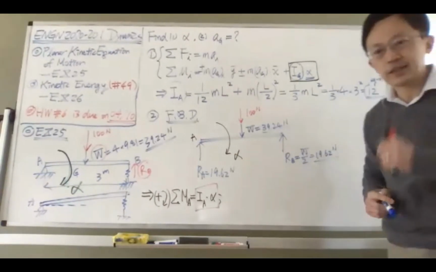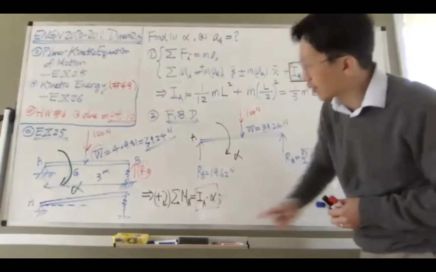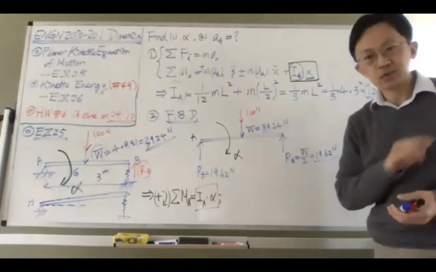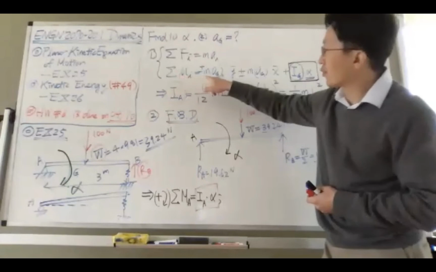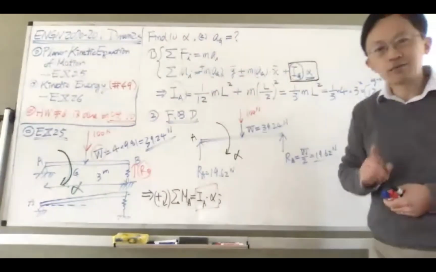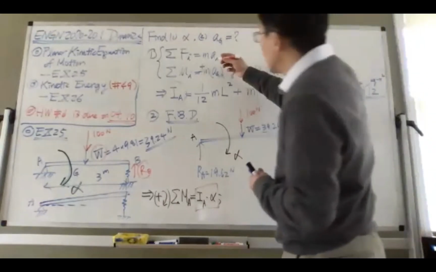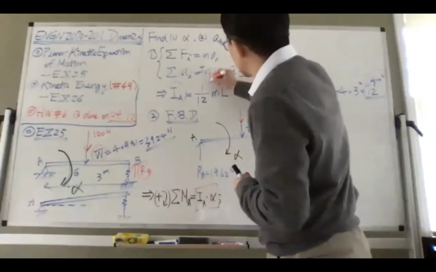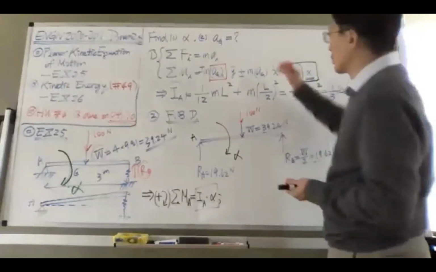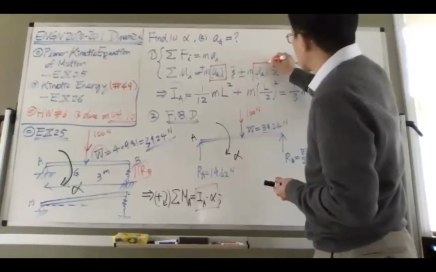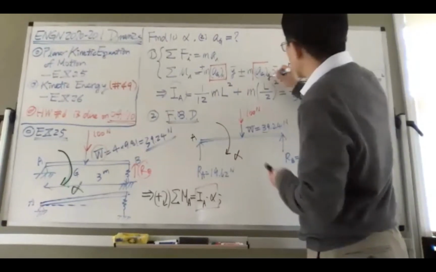Here's the answer. The reason why I only copy one term from here to here is because of the subscripts. In the formulation, if you want to use a 3-term formulation, you have to find out 3 things. First, the linear acceleration at the center of gravity, the x component. Second, the linear acceleration in the y direction.